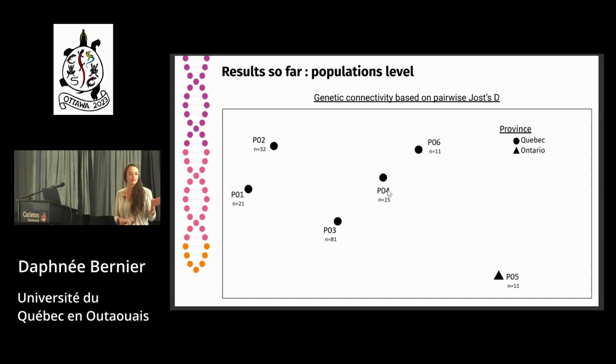So you can see here geographically where the populations are. It is at scale, so population 1 and 2 are closer than population 2 and 6, for example. The 5 upper ones are from Quebec, while the one on the bottom, population 5, is from Ontario.